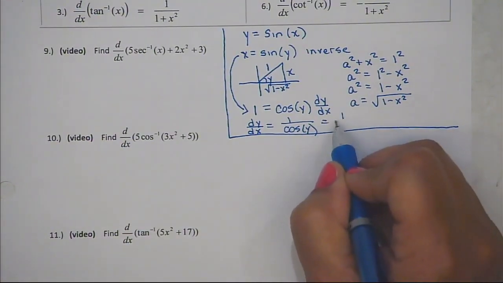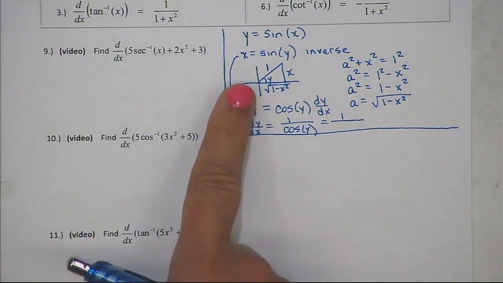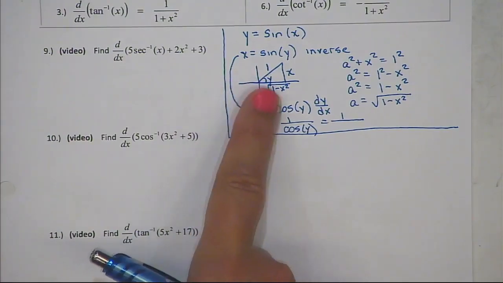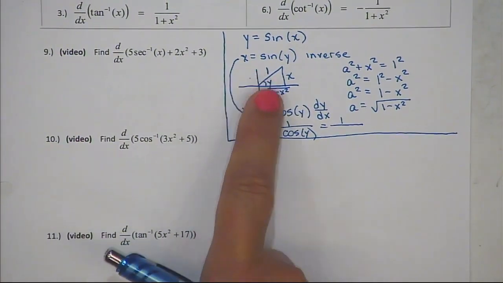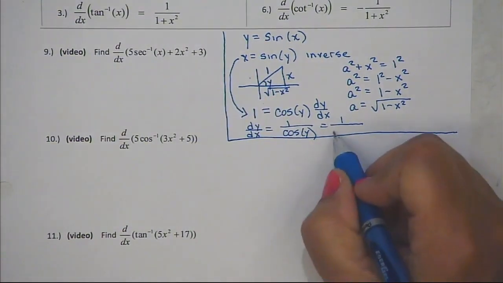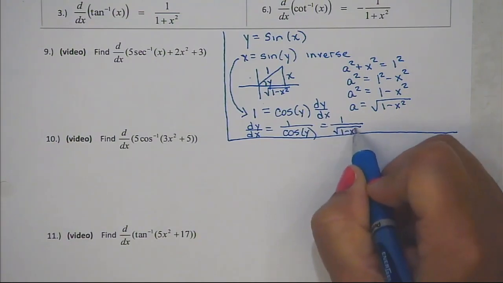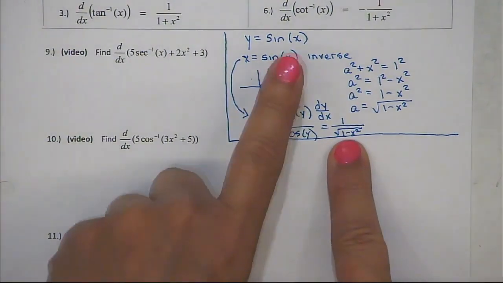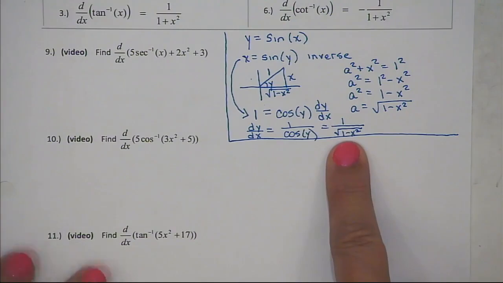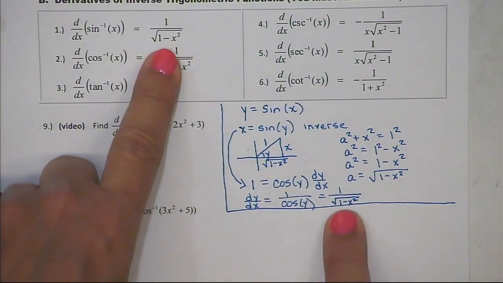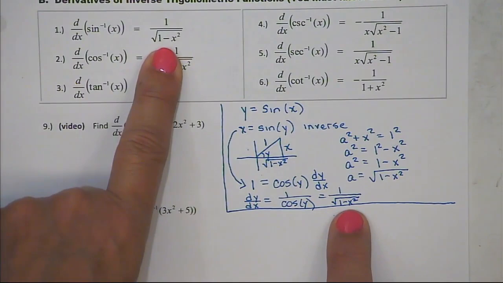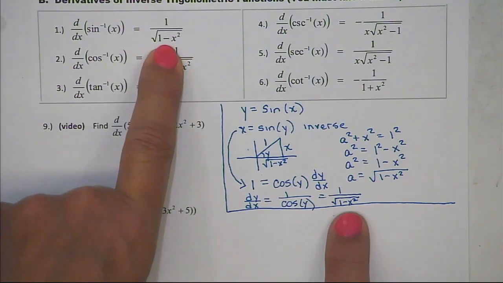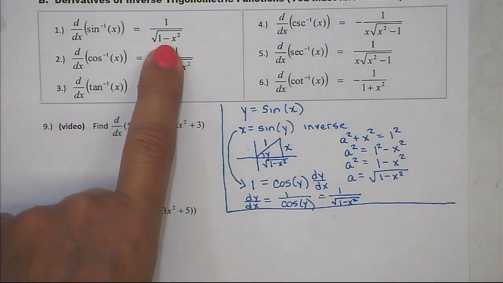All right, so 1 over. Now go back to the triangle. What is the cosine of y? Cosine of y is adjacent over hypotenuse. So that would be the square root of 1 minus x squared over 1. And look at what your derivative of the inverse sine function is at the top of your paper. That's exactly what we got, right? So it's kind of weird how you find it. You don't have to find it, you just have to know it. So that's the good piece. But that's kind of how it's done.